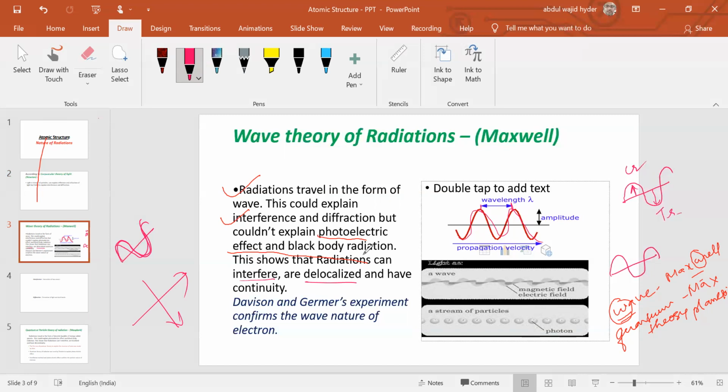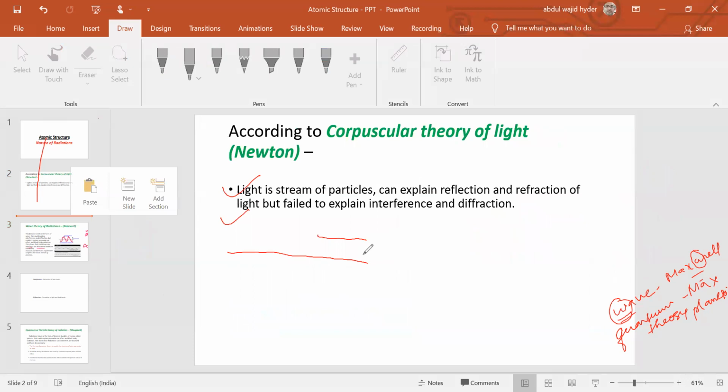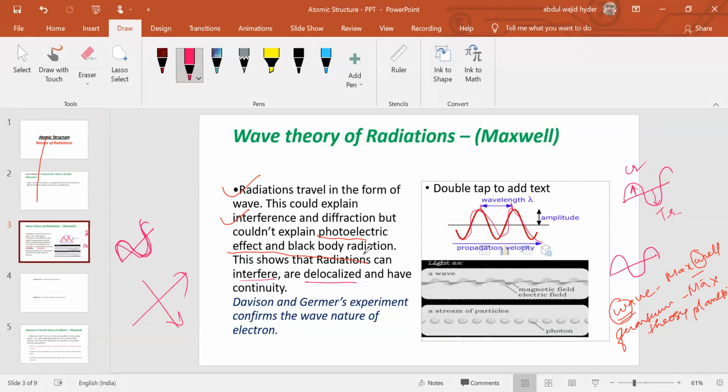See, the position of a chair is certain. Position of a table is certain, means localized. So position of a particle is localized, but position of a wave is delocalized. It means waves do not have any fixed position. Waves are delocalized, and one wave can interfere with another wave.